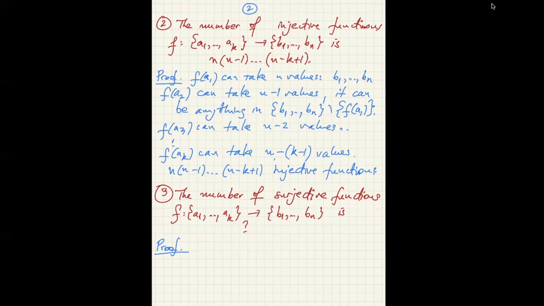Solving a problem with the principle of inclusion-exclusion is not difficult once you figure out what your big set A is and what the bad sets A1, A2, up to AN are. Here, the big set A is not too difficult. A is the set of functions from a1 to ak to b1 to bn. And we know the cardinality of A from the first part. It's n to the k. Now we have to figure out the bad sets.